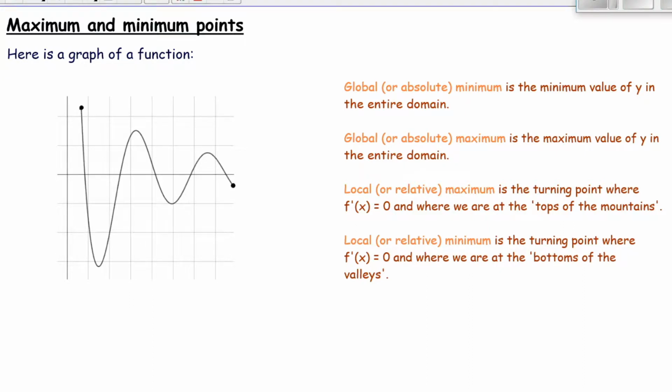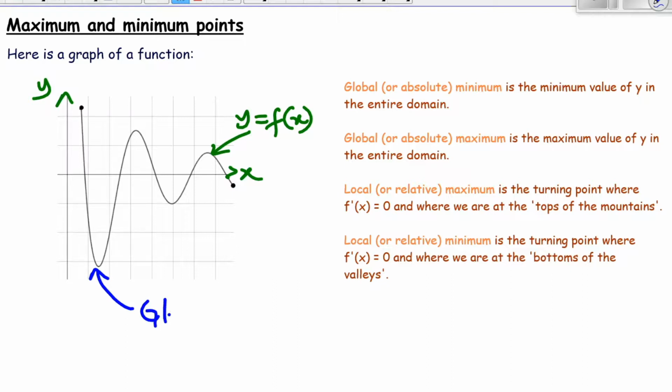Here we have some interesting features of a function, the maximum and minimum points. Now, this is a function, and let's call it y is equal to f of x. A global minimum is the minimum value of y in the entire domain, okay? And it happens that this point here is the global minimum.